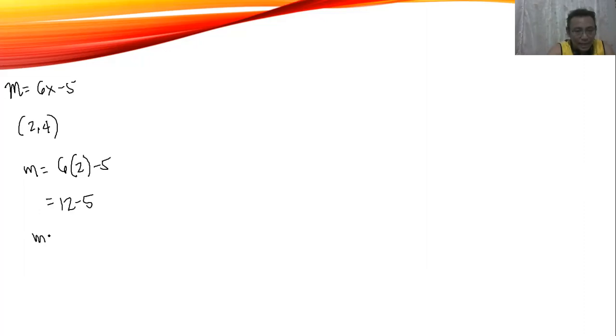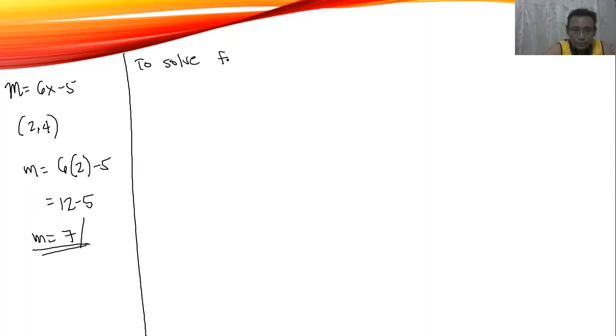So now, using the point (2, 4), the slope is equal to 6 times 2 minus 5. So this is equal to 12 minus 5, or simply m is equal to 7. So the slope is equal to 7. Now we have the slope and we have the point. This time we solve for the tangent line.